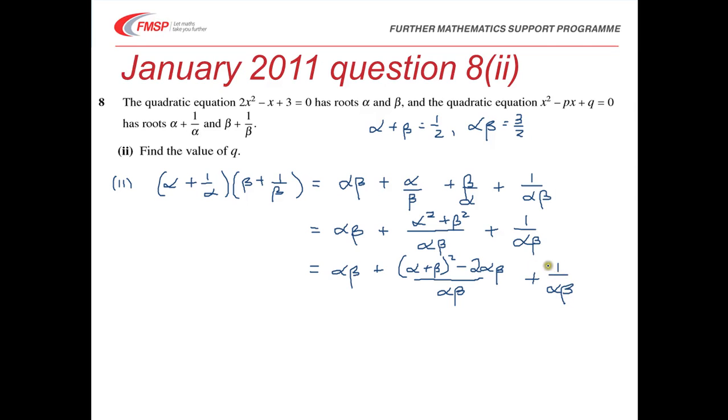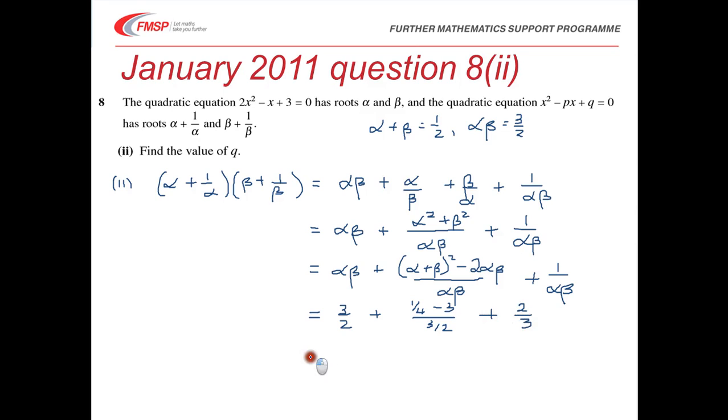And now what we can do is substitute in, and we do have to be very careful now with our fractions. So we have a 3 over 2 there. Here we have a quarter on the top line, because alpha plus beta all squared is a half squared, which is a quarter. Then we have a minus 3 for 2 alpha beta will be 3. And then on the bottom line alpha beta, which is 3 over 2, and 1 over alpha beta will invert that fraction, so that will be 2/3.